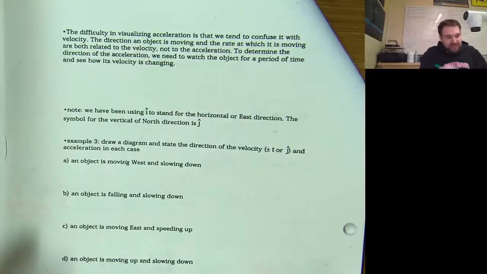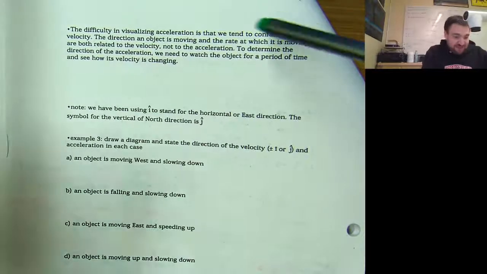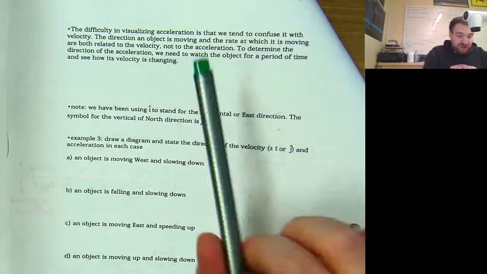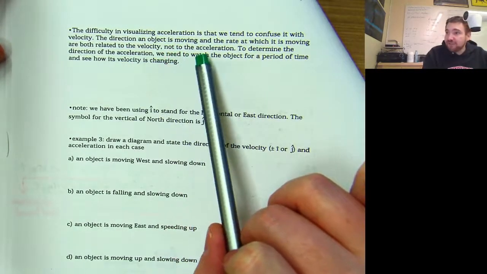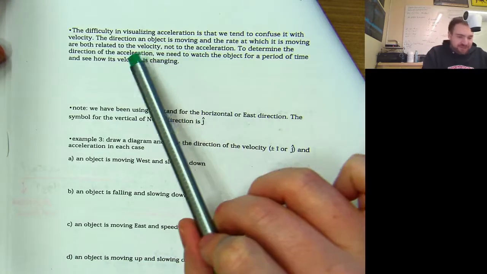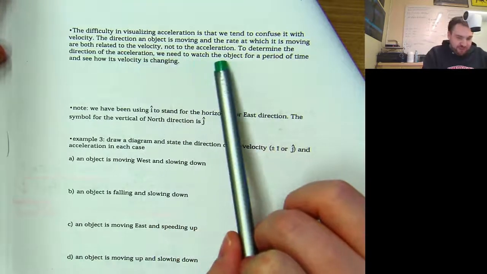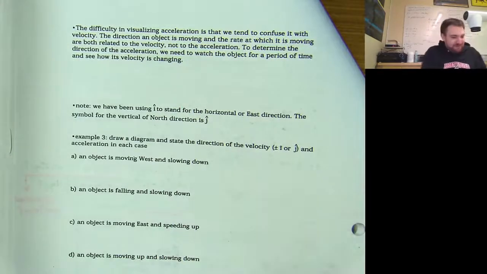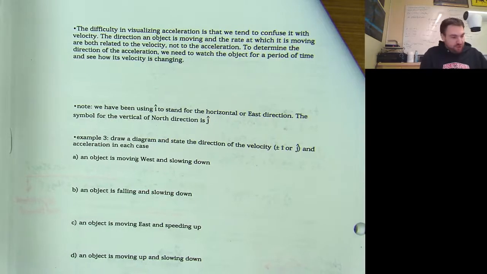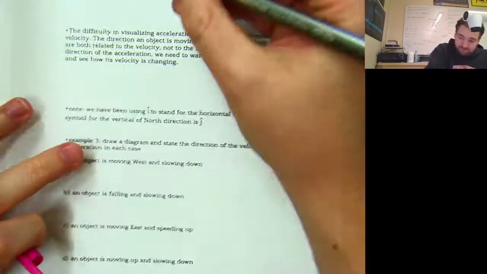The difficulty in visualizing acceleration, as I've said already, is that we tend to confuse it with velocity. The direction an object is moving and the rate at which it is moving are both related to velocity, not the acceleration. To determine the direction of the acceleration, we need to watch the object for a period of time to see how its velocity is changing. What the acceleration is actually doing to an object depends on how the object is already moving at the start of the problem. So there's 4 scenarios here.